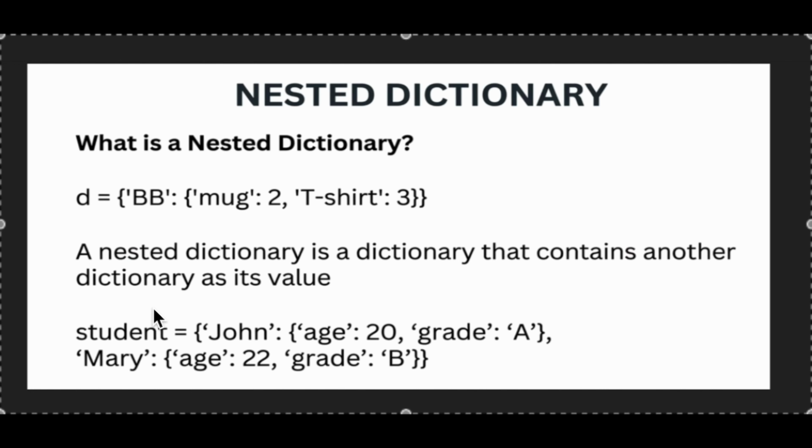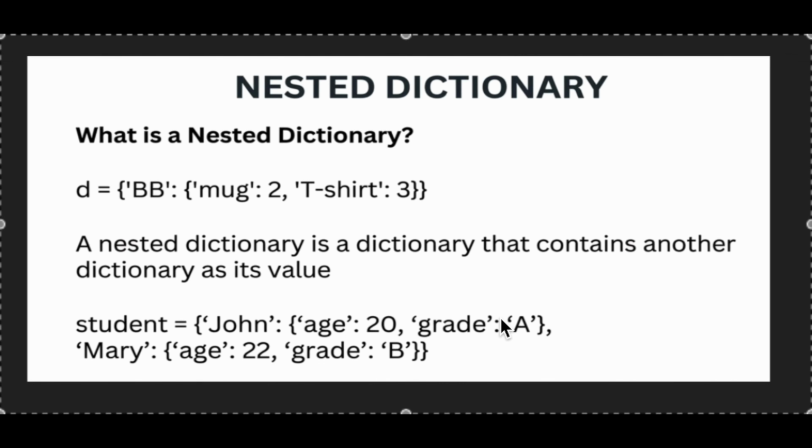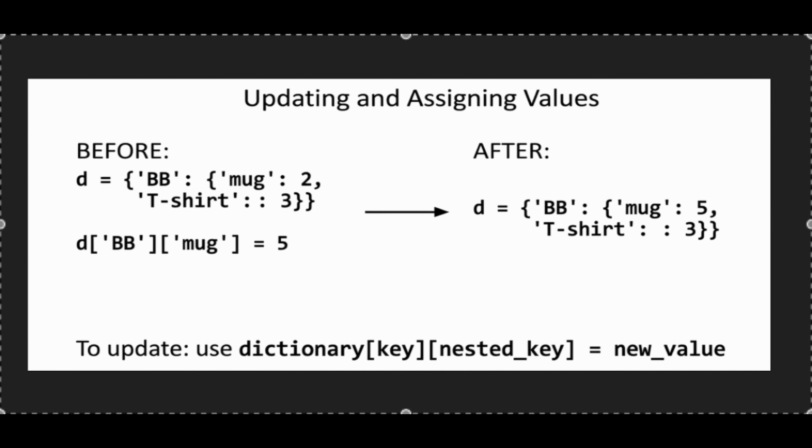Then the next one is a student example. We have one big dictionary called student, and the main keys are the names, John and Mary. But John isn't just a single value, he is an object with his own properties. His age is 20 and the grade he got is A, and the same goes for Mary. This allows us to organize complex data in a way that makes sense. So if I want to find John's grade, I go to student, then look for John, and then look for grade. That's it. Simple.